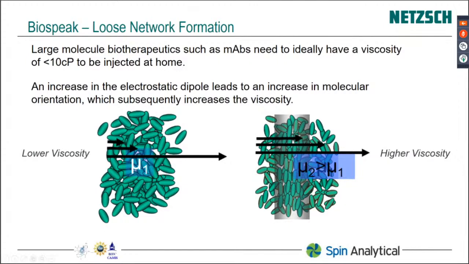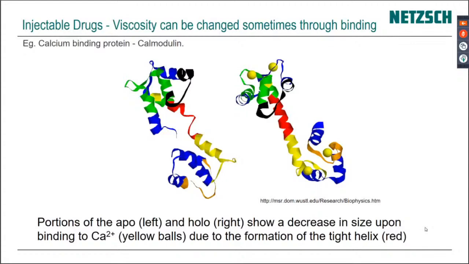And so this is a picture here by Spin Analytical, but it shows here that you may have a lower viscosity mixture, but when you shear it, sometimes the material packs together, and this with dipole-dipole interactions can lead to an increase in viscosity. So we can actually reduce the viscosity by changing the structure of a sample.